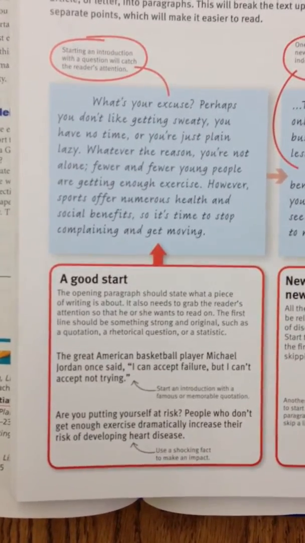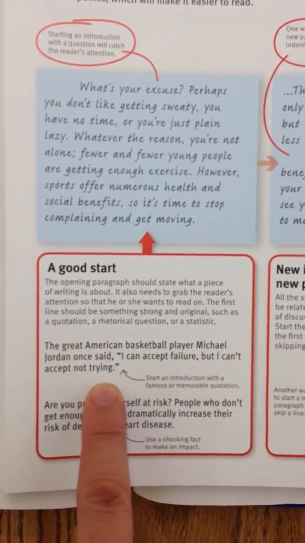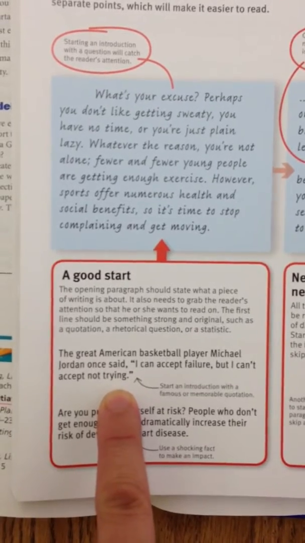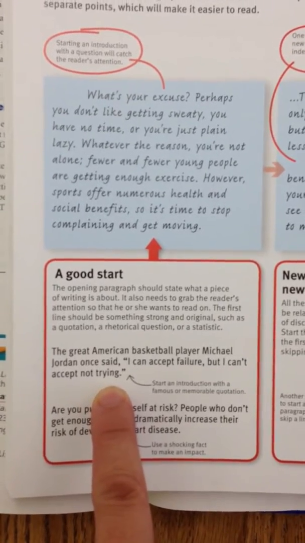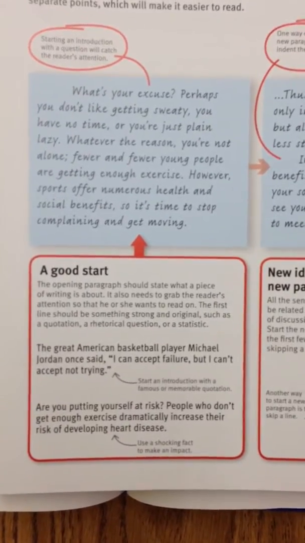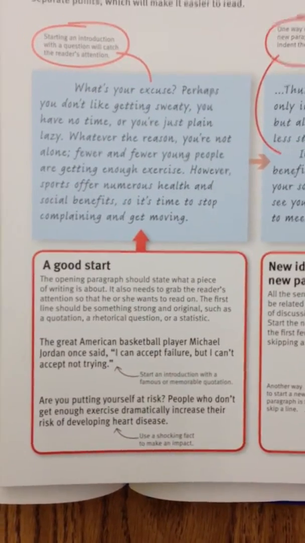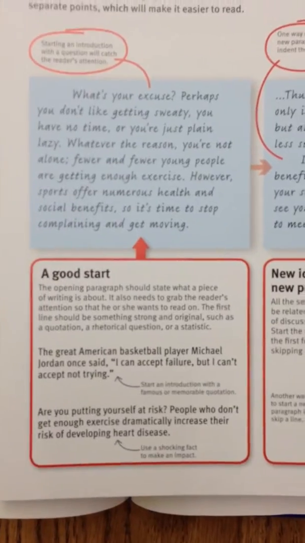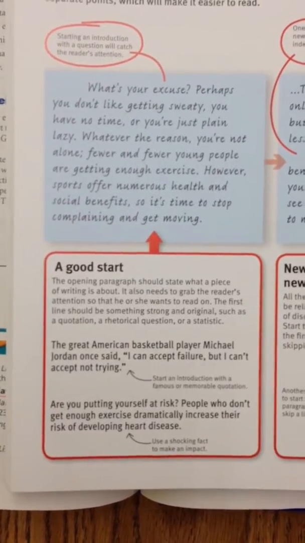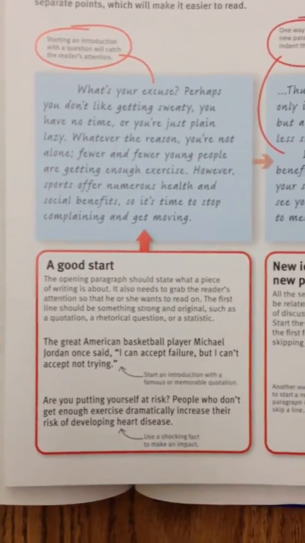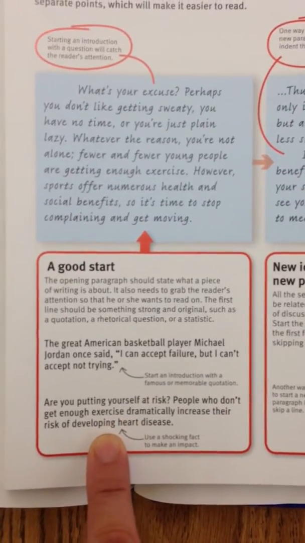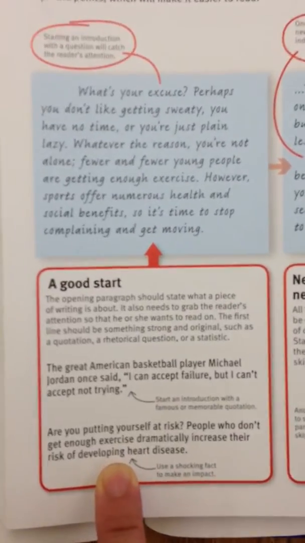Another good way to grab the reader's attention is to use a quote, possibly from someone who is famous. The great American basketball player Michael Jordan once said, "I can accept failure, but I can't accept not trying." Okay, a memorable quote. Another way is using a shocking fact to make an impact on your audience.